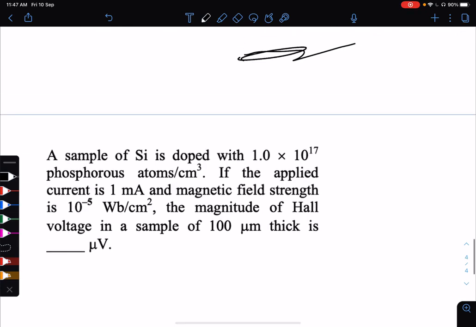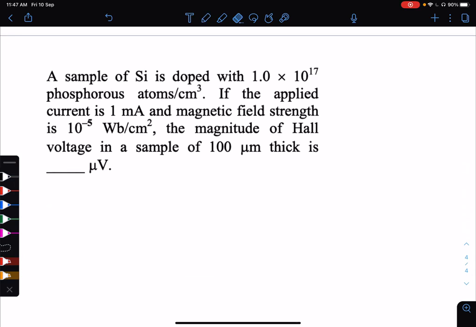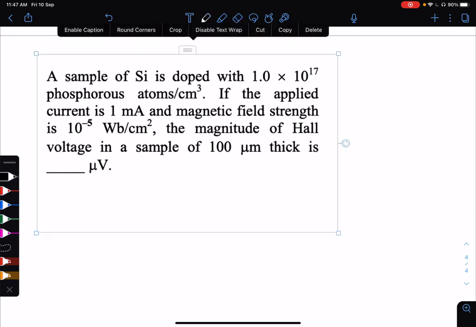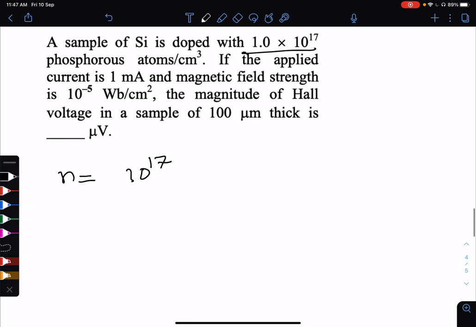And the next question is a straightforward question. A sample of silicon is doped with this dopant. So we know that the intrinsic concentration is 5 into 10 raised to 10. So compared to this, is it a higher value? So we can assume complete ionization, and we can say the total negative carrier concentration is 10 power 17. Okay, complete ionization we assumed.